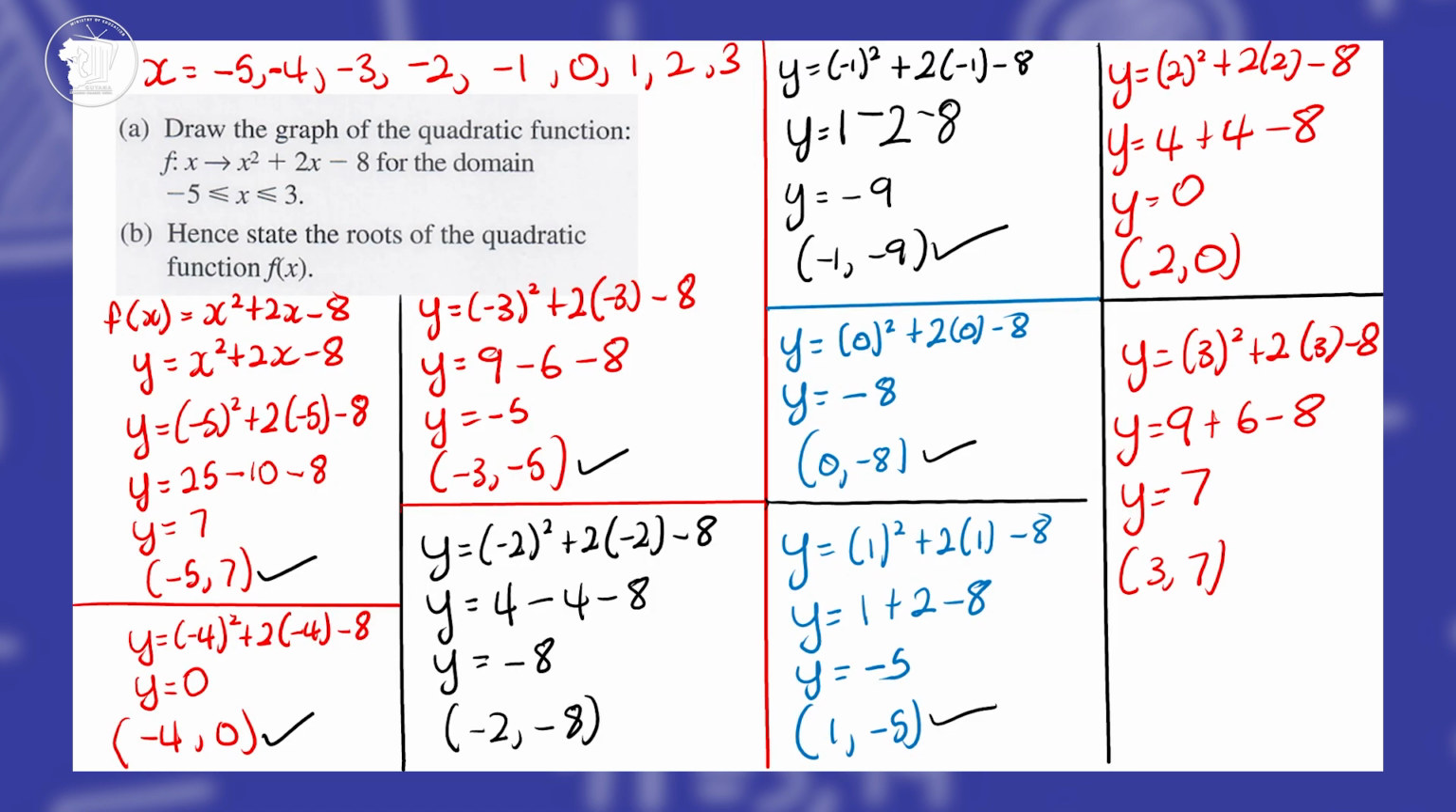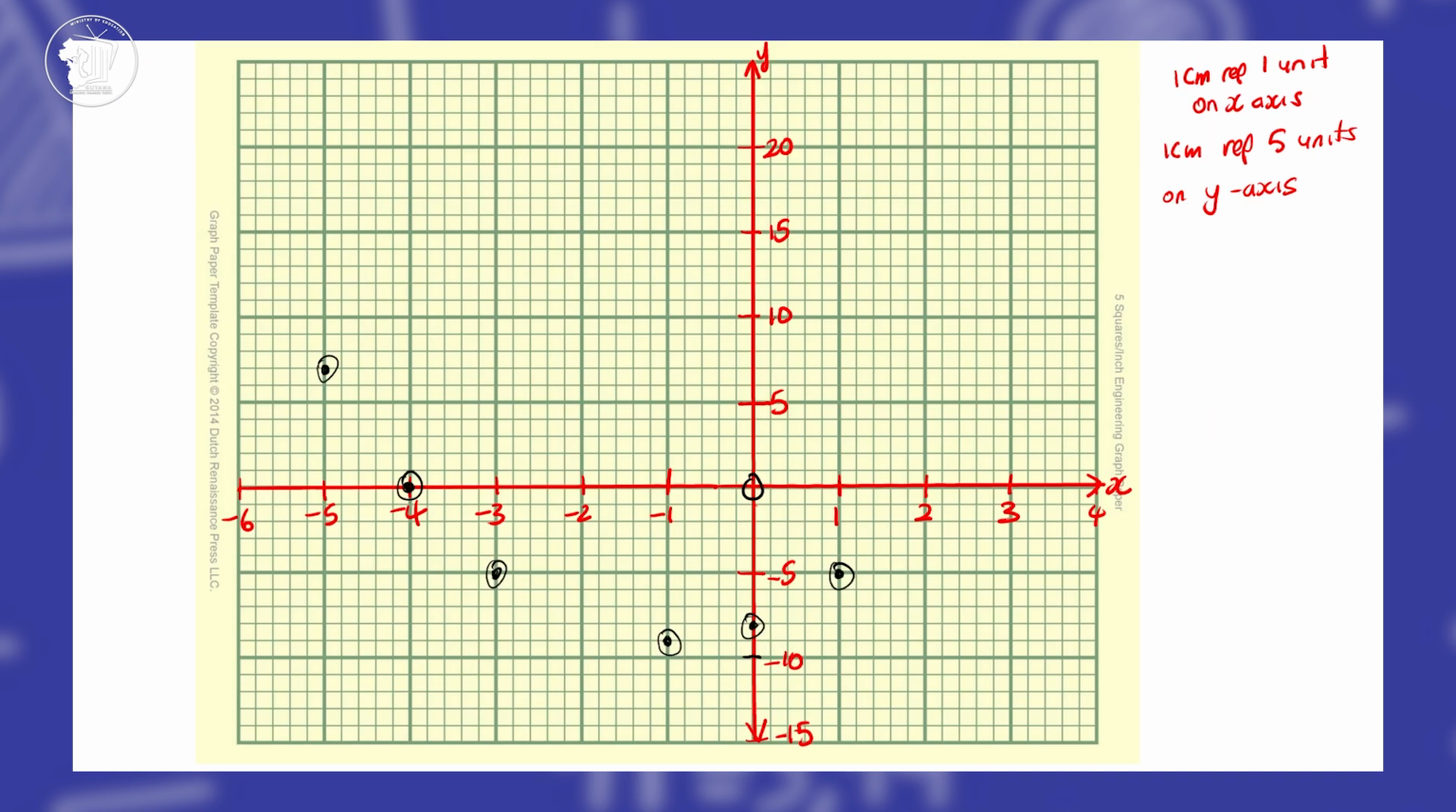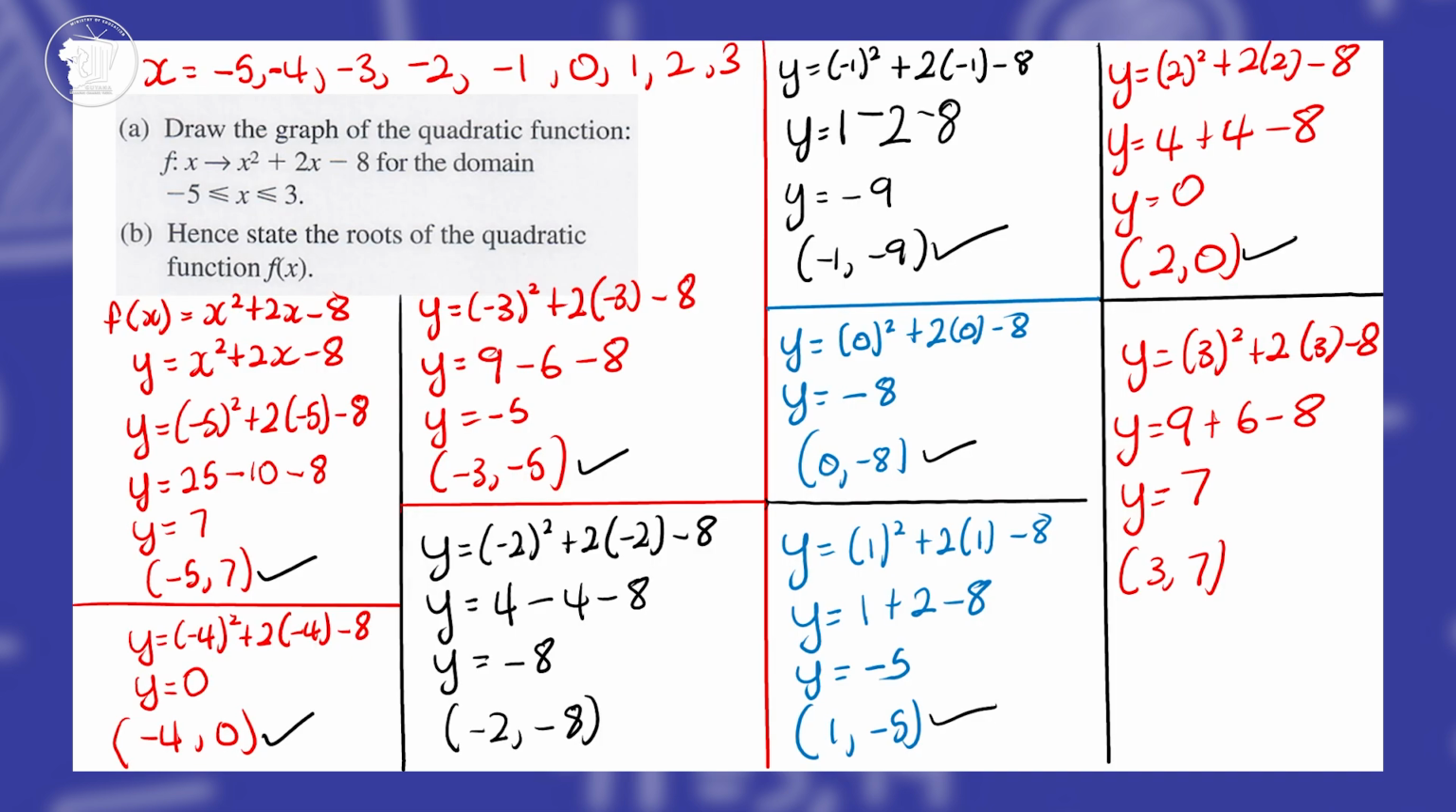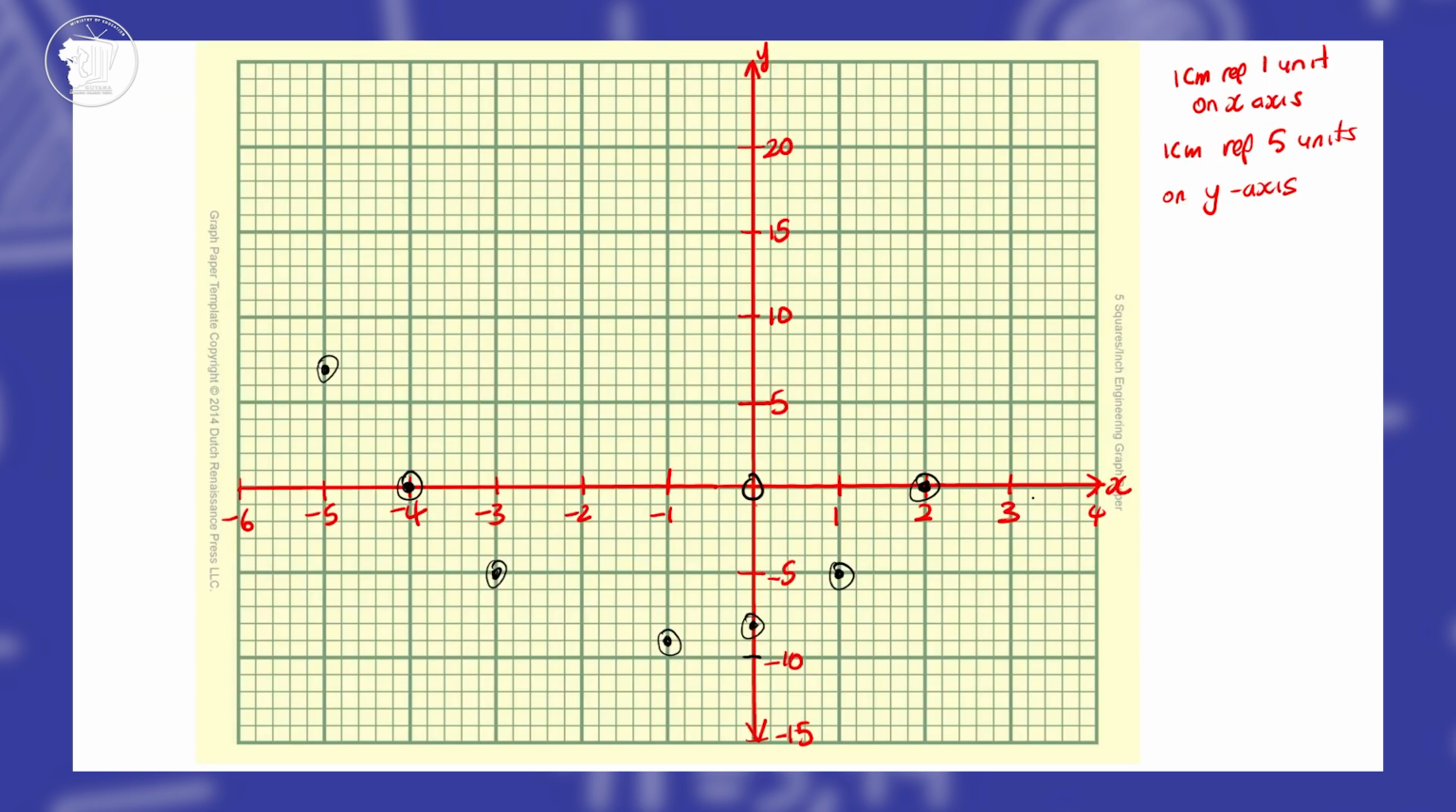And then we go 2, 0. So we go 2 across, 0 up, so that will be right here. And then we go 3 across, 7 up. Since here is 5, 7 would be 2 above that. So there would be that coordinate. And now we have all of our points to draw this graph.